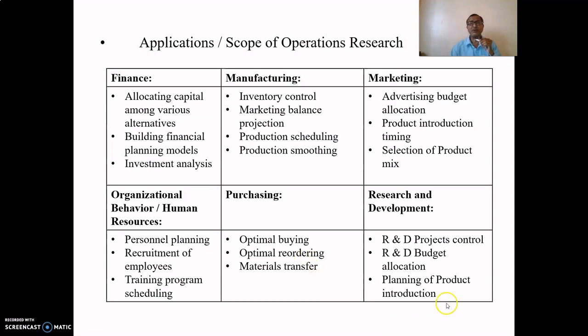Then research and development, that is the budget allocation for research projects. Then project control, project planning, and introduction.